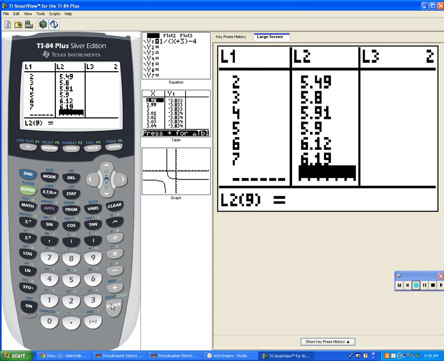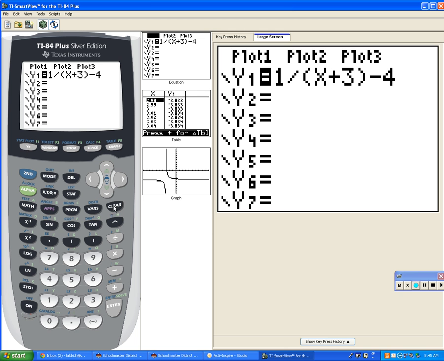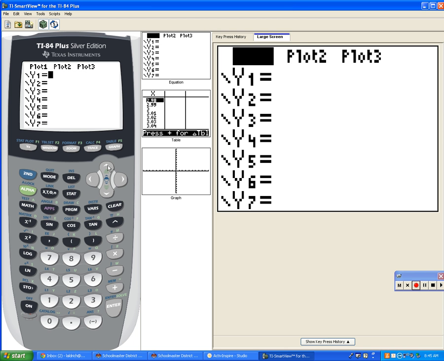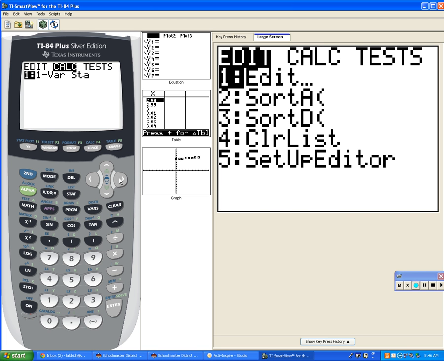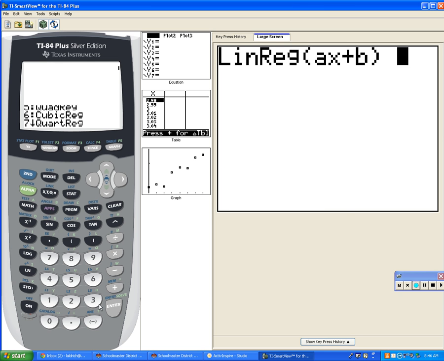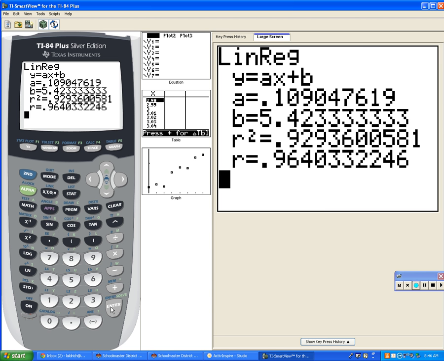Okay, so you got all your stuff in there. If you go to y equals, clear out whatever you have in there, make sure stat plot 1 is turned on. And then you go zoom 9. Linear, quadratic, exponential? Linear. So that means go stat, calc, 4, enter. And now we have the regression equation.